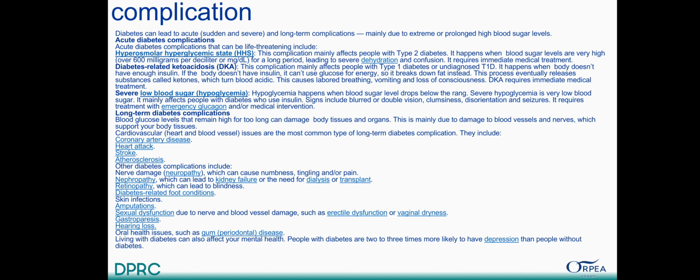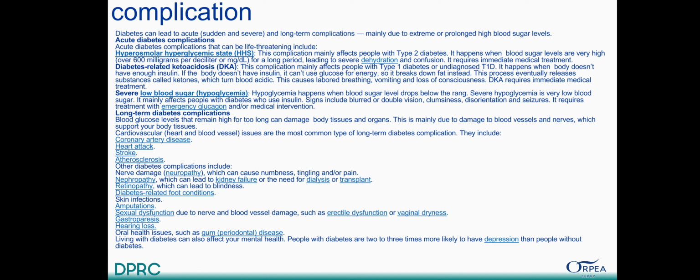Diabetic ketoacidosis is mainly a complication happening in people with type 1 diabetes or undiagnosed type 1 diabetes. Sometimes it becomes the first presenting sign of type 1 diabetes. It happens when the body doesn't have enough insulin.